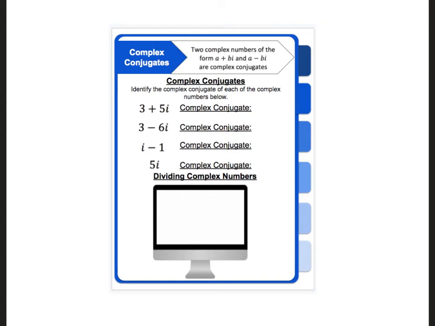All right, in this video we're talking about complex conjugates. Two complex numbers of the form a plus bi and a minus bi are complex conjugates. Notice you basically just change your sign in front of b. One should have a plus b and one should have a minus b.